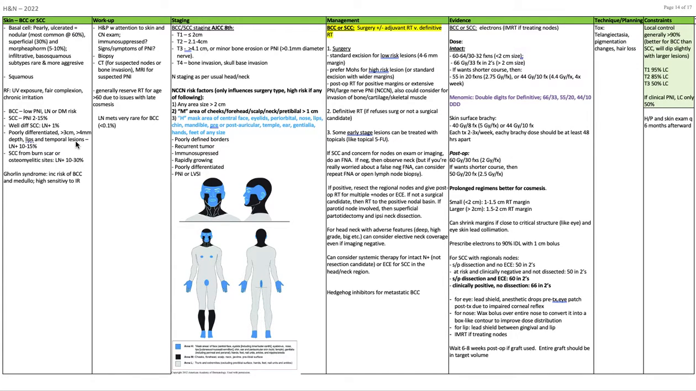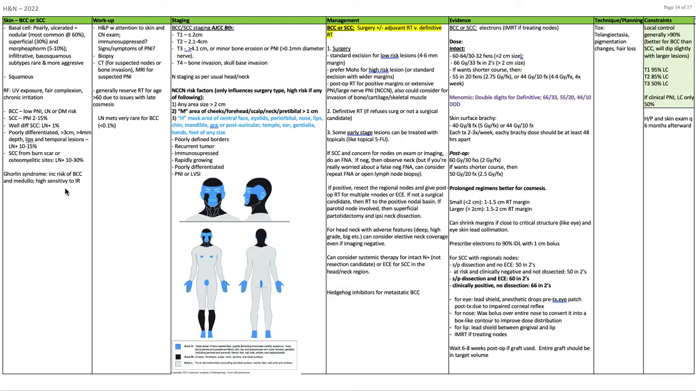Poorly differentiated squamous cells, greater than 3 centimeters, greater than 4 millimeters depth of invasion. Lip lesions and temporal lesions have a higher lymph node risk at 10 to 15%. The highest lymph node risk is conferred by squamous cells from burn scars or osteomyelitic sites, like Marjolin ulcer. The lymph node positivity there is 10 to 30%.